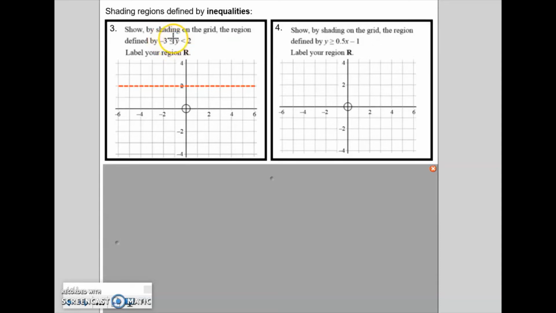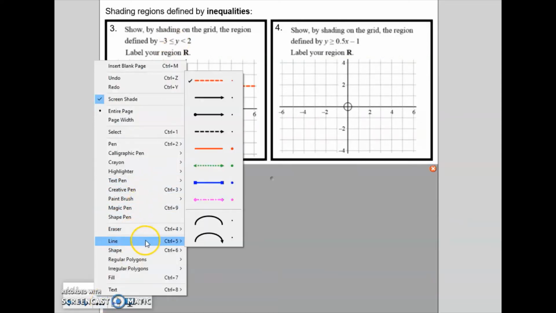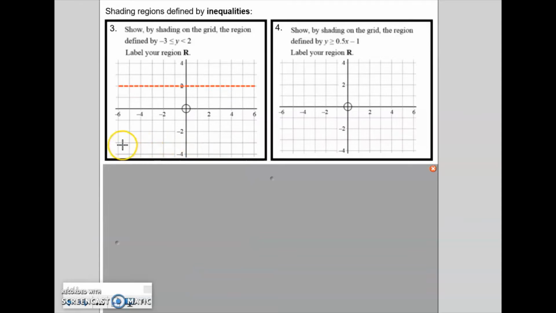But this time the inequality sign is equal to as well. So I'm going to use a full red line, not just a dotted red line. So I'm going to draw in a full red line at -3, like so. So we can see from here I've now got the graph of y equals -3 with a full red line because it's equal to, and also the graph of y equals 2 with a dotted line because it's not equal to.